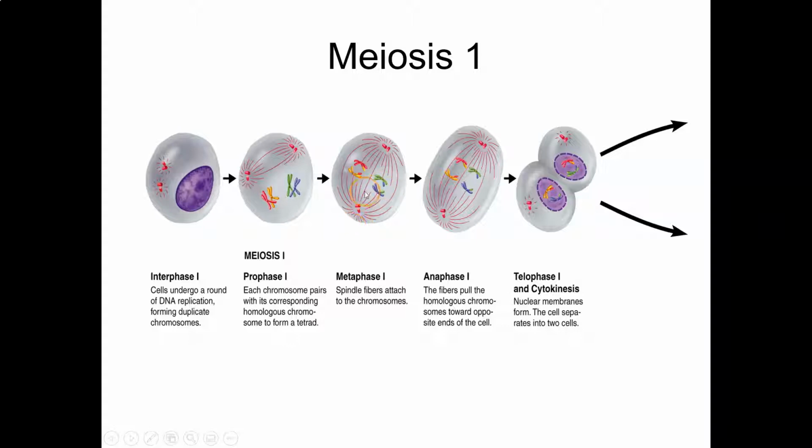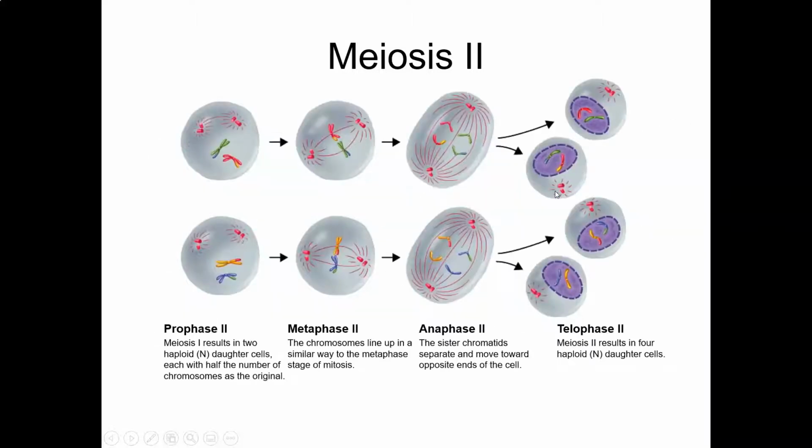In metaphase 1, the spindle fibers attach like they would in regular metaphase, and they then go into anaphase 1, where the spindle fibers separate the homologous chromosomes, not the sister chromatids. Then in telophase 1, we officially enter what we call a haploid state, and the cells now have half the DNA. From the haploid state, they go into meiosis 2.